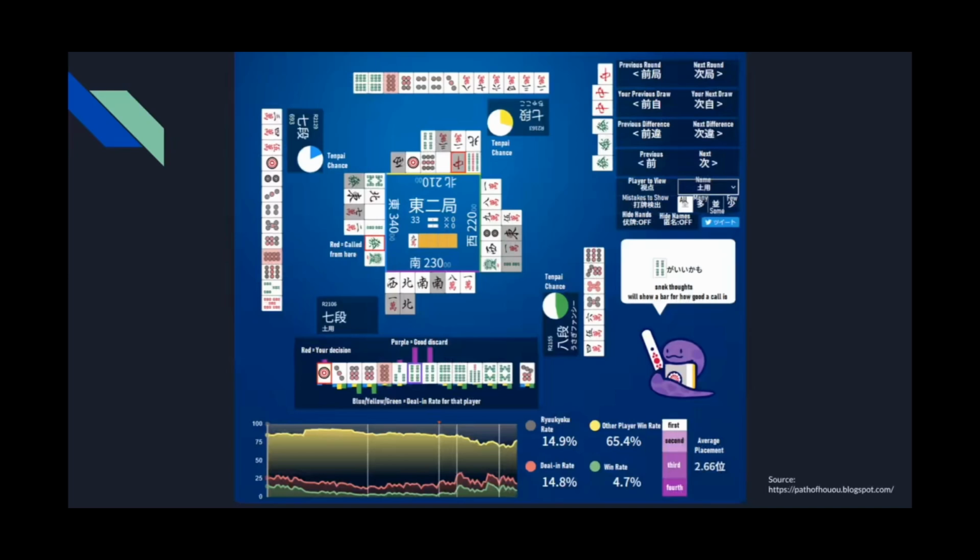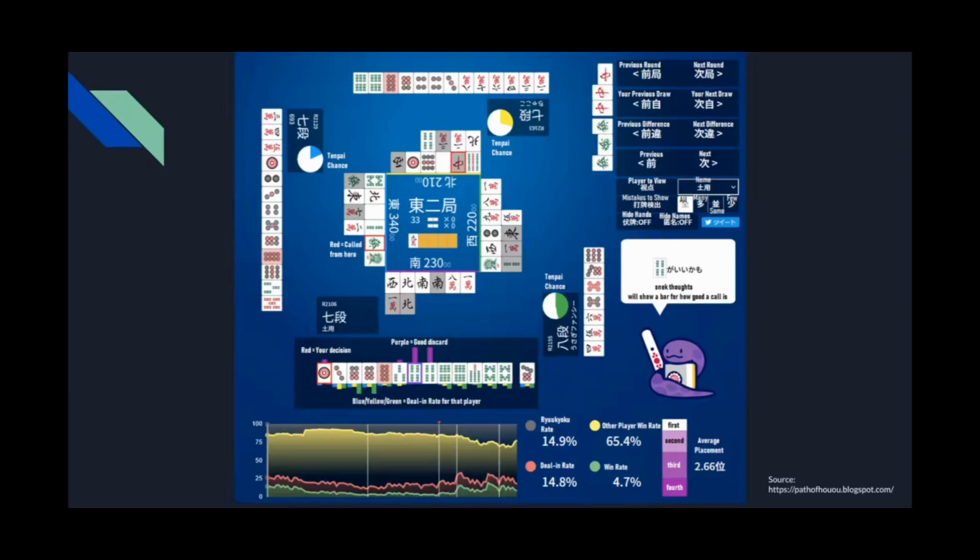Here, just real quickly, is the Naga screen for those who haven't seen it. This is the translated screen, of a slightly older version of Naga, so the layout is a little bit different. This is taken from the Pataho blog, which the link is there on the screen. But this is what you're going to see when you open up Naga.